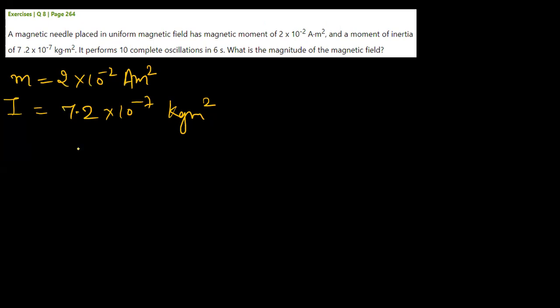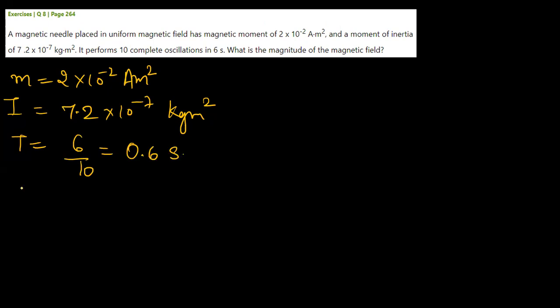So the time period for one oscillation will be 6 by 10. Ten oscillations are performed in 6 seconds, and I need to find the time for one. Time period is the time taken for one oscillation. So you divide by 10, 6 upon 10, that will be 0.6 second.